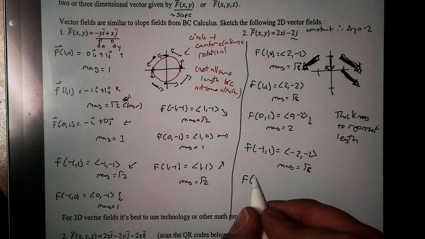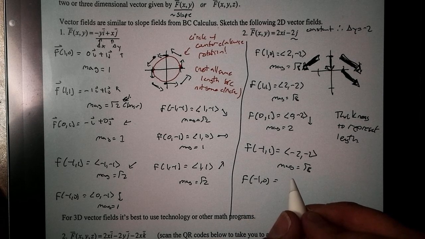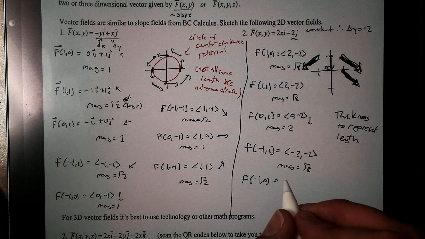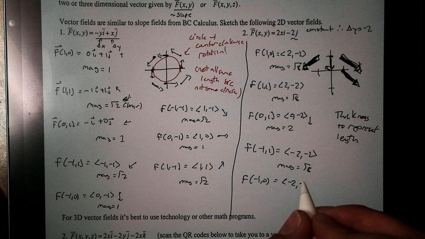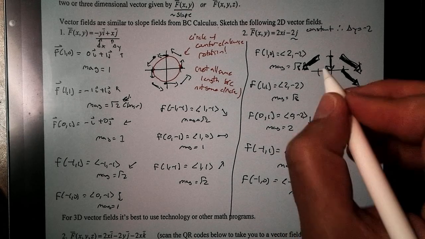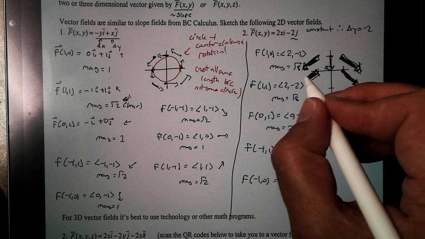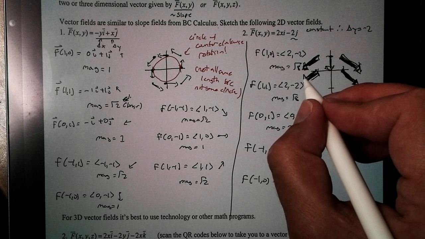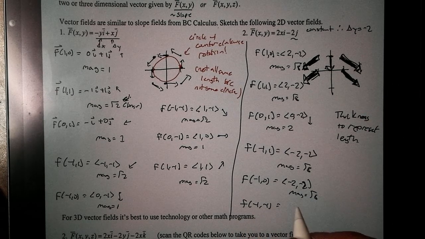We got (-1, 0). If we did (-1, 0), what's that going to become? (-2, -2). Same direction, magnitude of root 8. So it's going to look like this. Matter of fact, same thing here. If we did (-1, -1), same thing. We get (-2, -2).